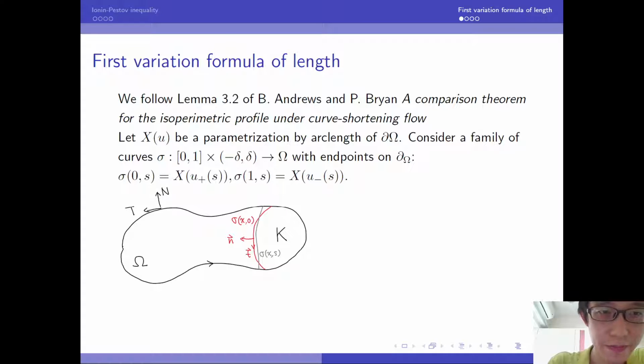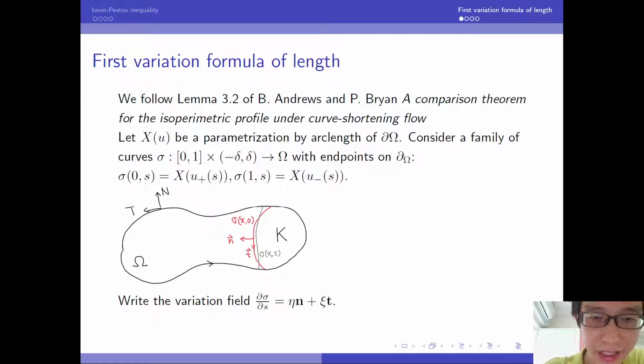So its endpoints are sigma 0 and sigma 1. They are given by x of u plus s and u minus s. Okay, s is the variation parameter. And we denote the variation field d sigma ds by eta n plus c t. Eta is the normal variation and c is the tangential variation. And the t and n are marked in the picture.